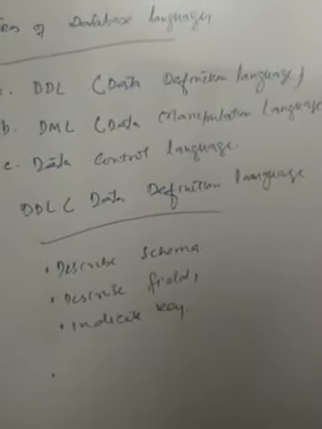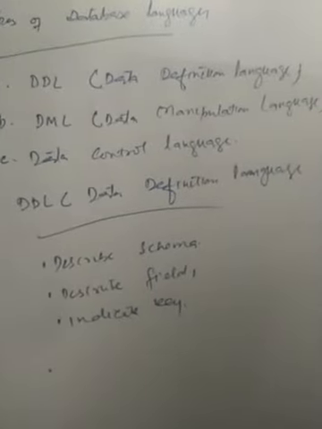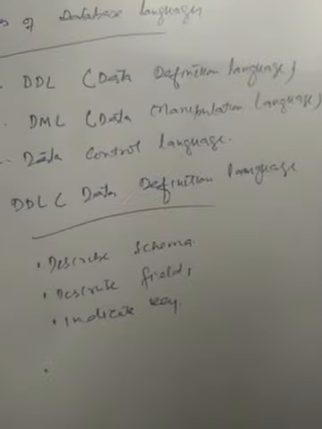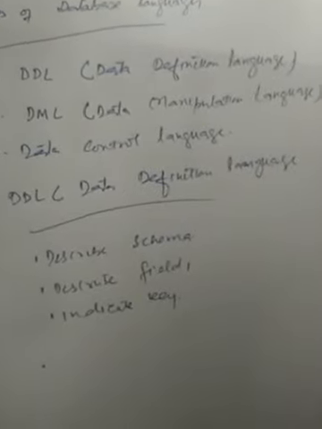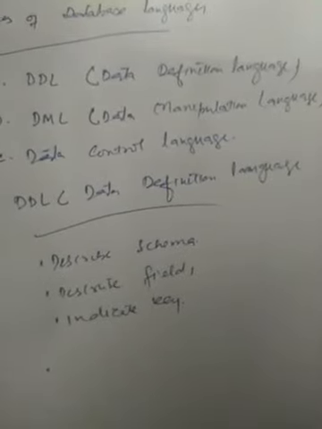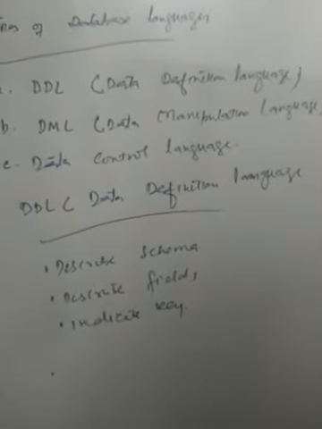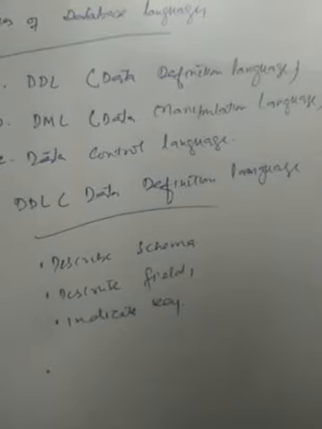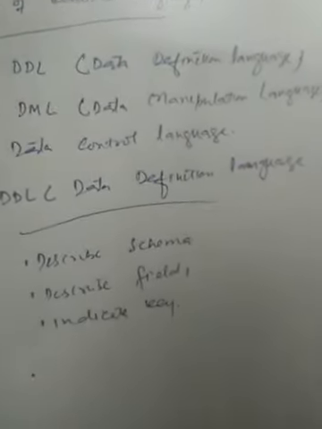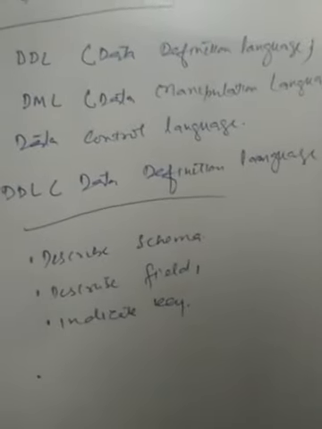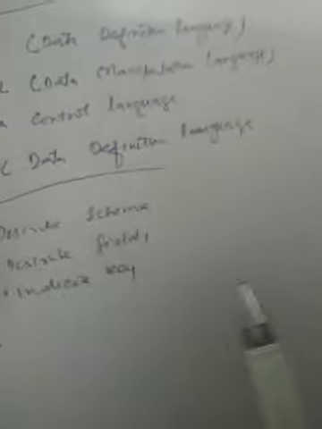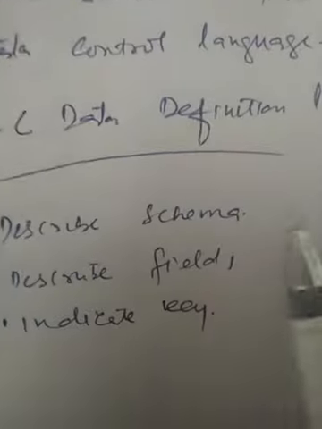Since we have to create, use, manipulate and delete a database, we are talking about the database management system, so we have to deal with the database. Now let us first discuss how to define a database. There is a separate language called data definition language, or DDL, which helps us to create a database. So what is the function of DDL, data definition language? Number one, describe the schema.